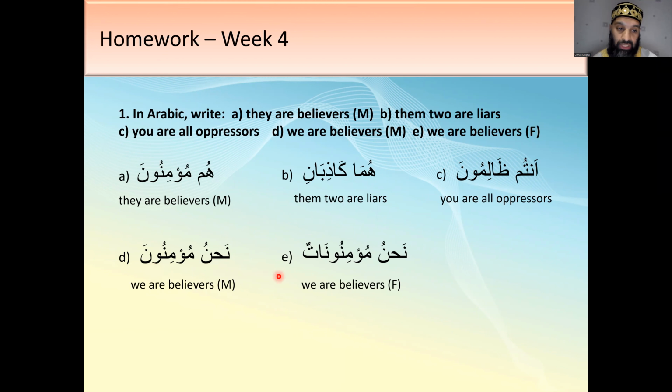And the last one, E, nahnu. Okay, I've written that wrong. Mu'minatun, it should be, yeah? I've written mu'minunatun. It's not that, it's mu'minatun. So nahnu mu'minatun.